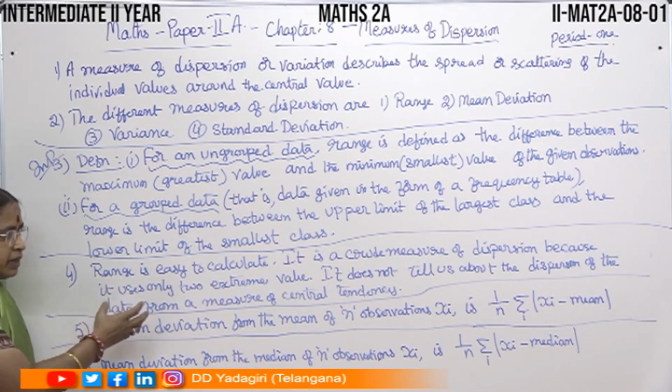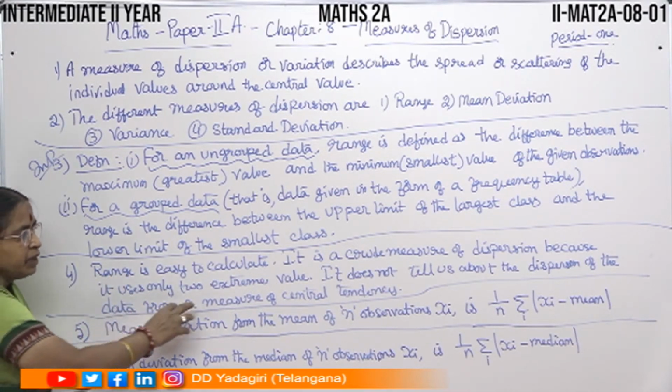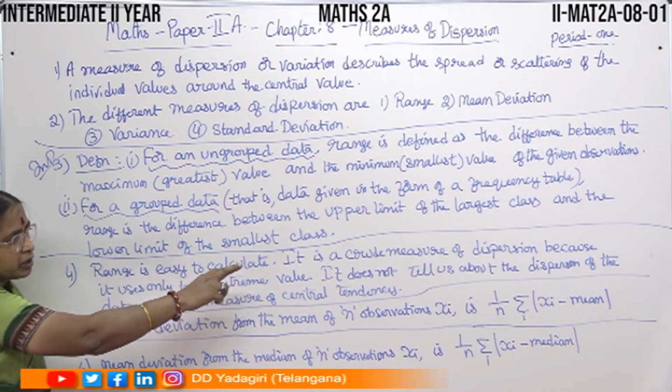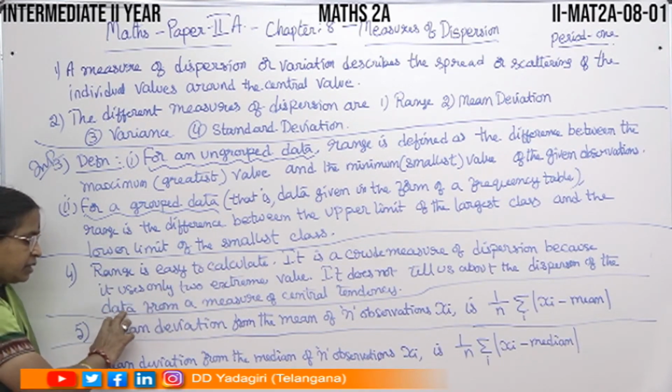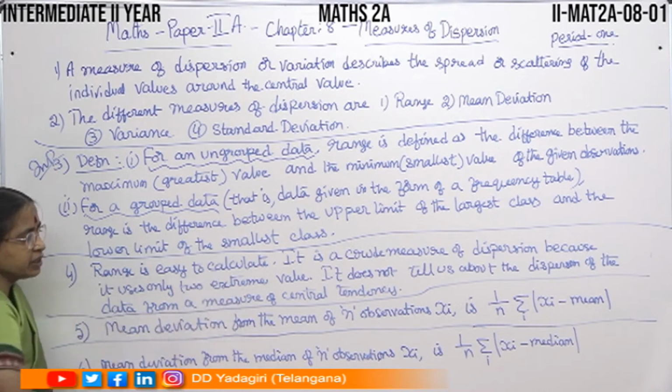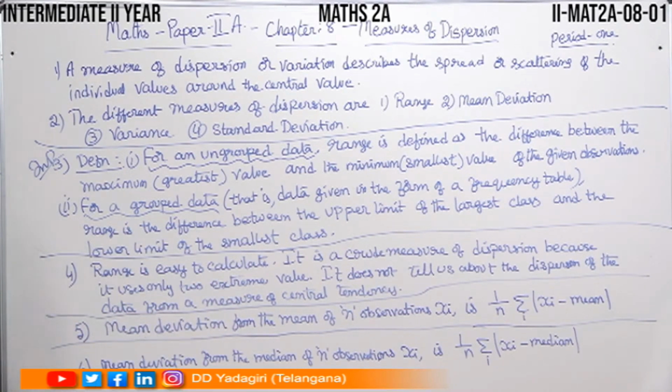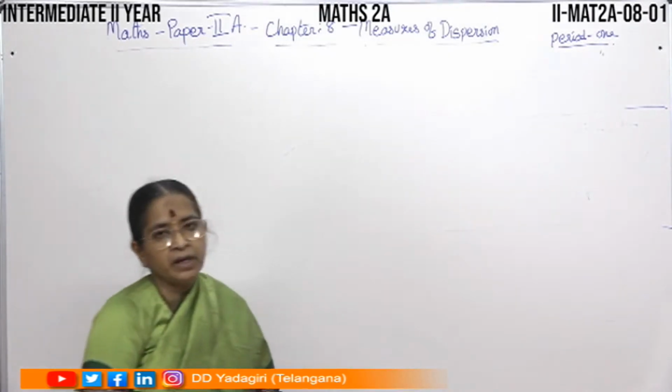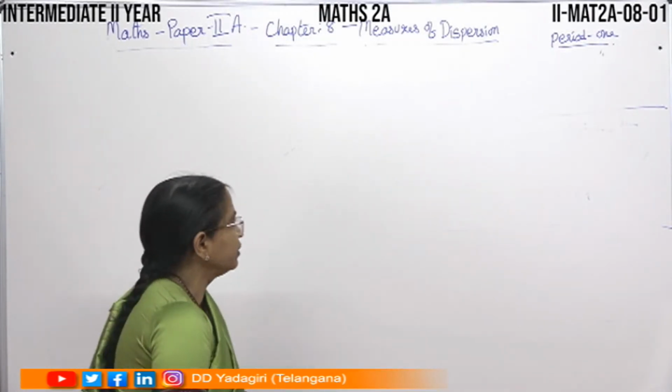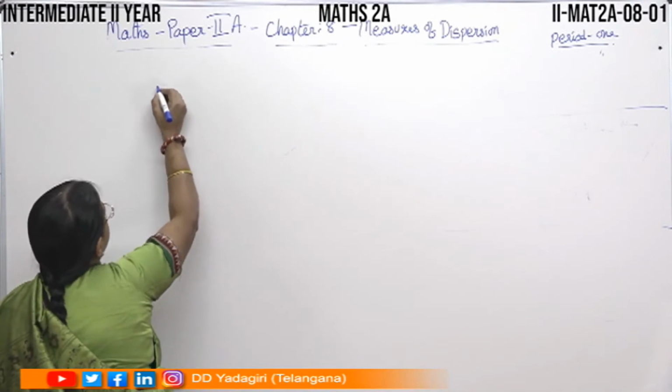It cannot explain any of such things. And then it does not tell us about the dispersion, the scatteredness of the data from a measure of central tendency. Okay, now we'll do the problems. Now we'll find the range. We'll find the range for 3 kinds of data.